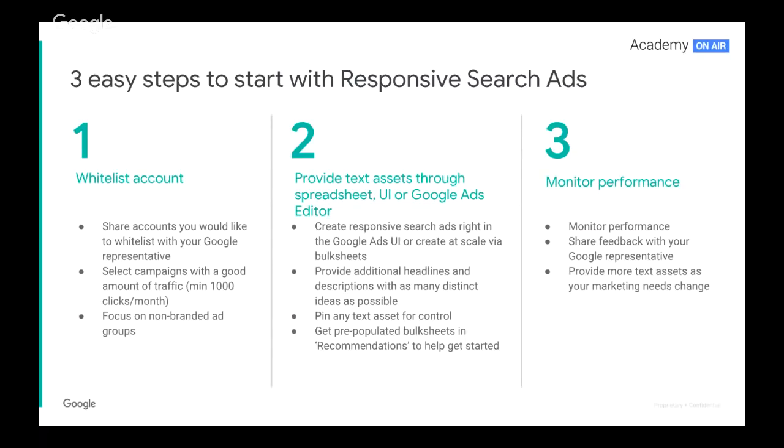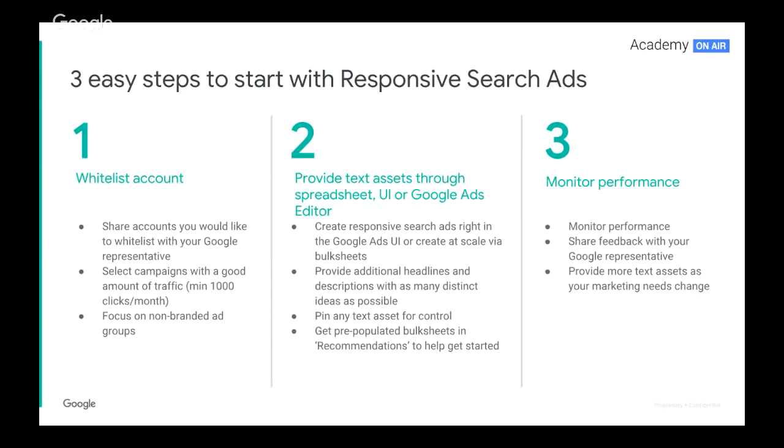So, 3 easy steps to get up and running with responsive search ads. First and foremost, please feel free to share the accounts that you would like responsive search ads to be using with your Google Account Manager, so they can get the whitelisting process underway. Once that's sorted, you'll be able to start seeing the option for responsive search ads appearing within your accounts by the plus new ad feature.